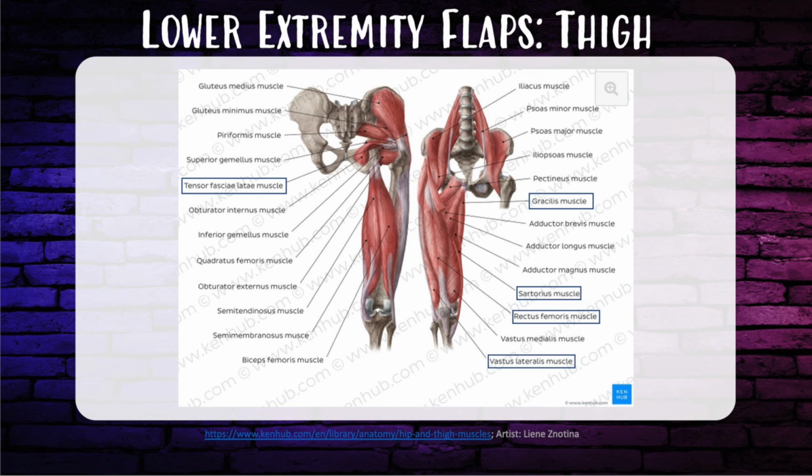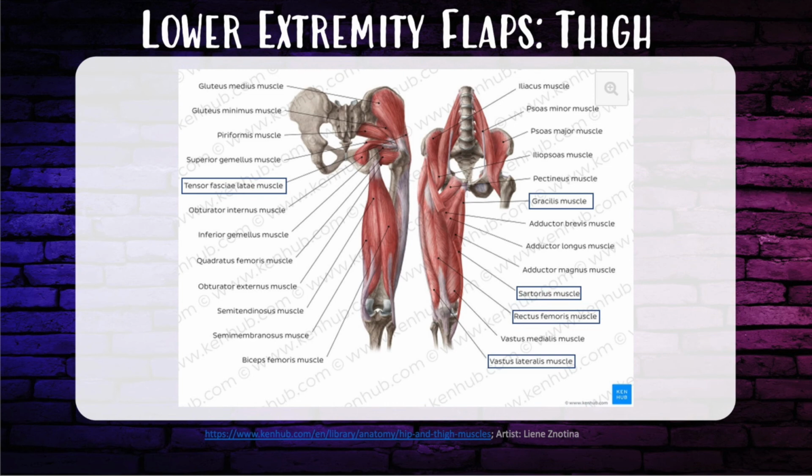Next is the tensor fascia lata, or the TFL flap. This muscle has only one major pedicle, making it a type 1 flap. The pedicle is the transverse or ascending branch of the lateral femoral circumflex. The origin is the iliac crest, or the anterior superior iliac spine, or ASIS. It lies between 2 layers of the IT band to the lateral tibial condyle as its insertion, and it is superficial to the vastus lateralis.